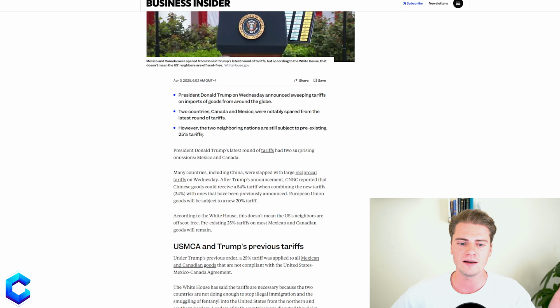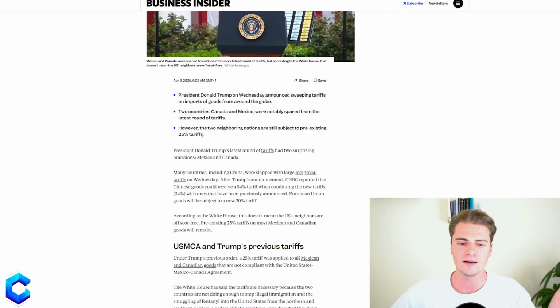So it's an instrument to basically also put pressure on the political side of things for securing their border. I think as soon as Canada and Mexico are going to do that a lot better, and they will also erase the tariffs that they put on US goods, then I think they will disappear as well.